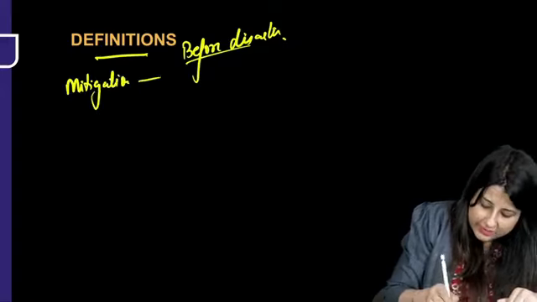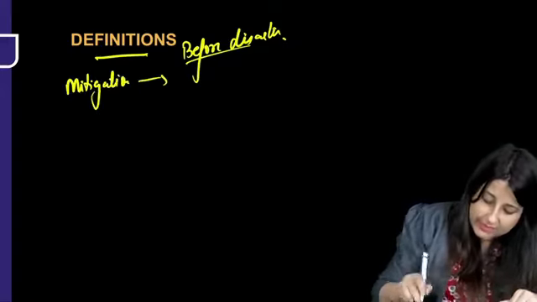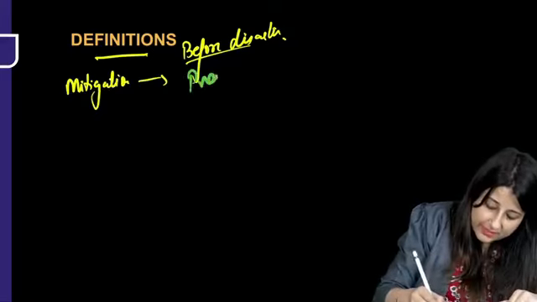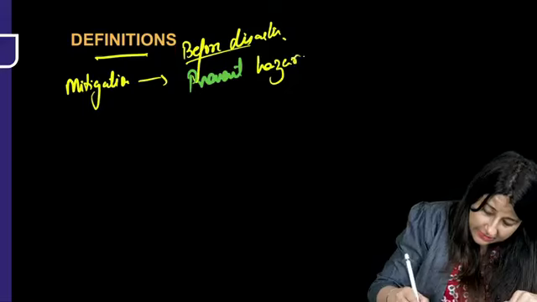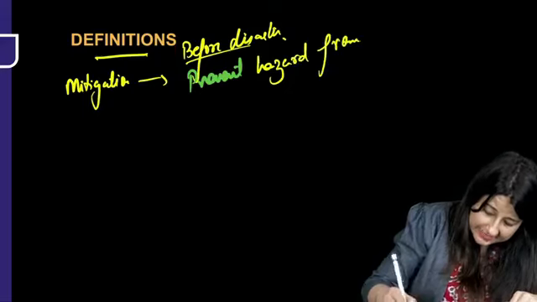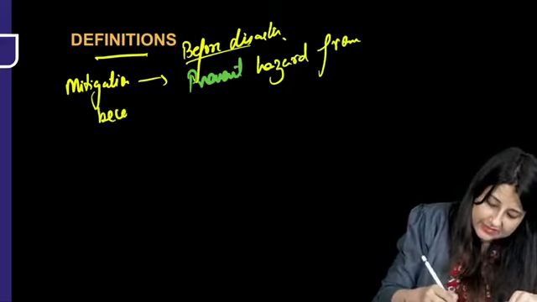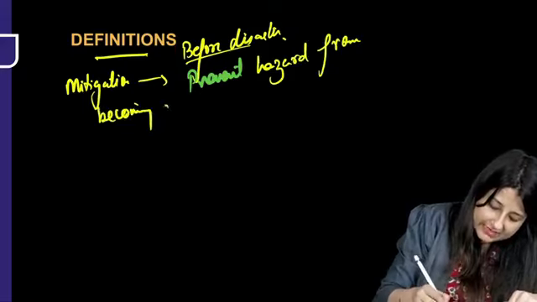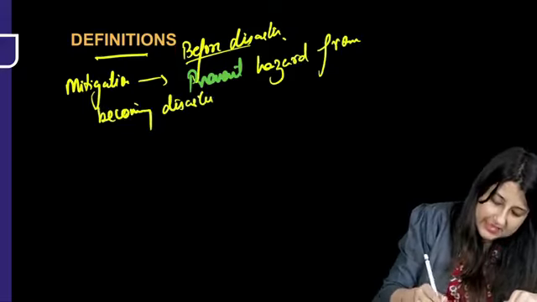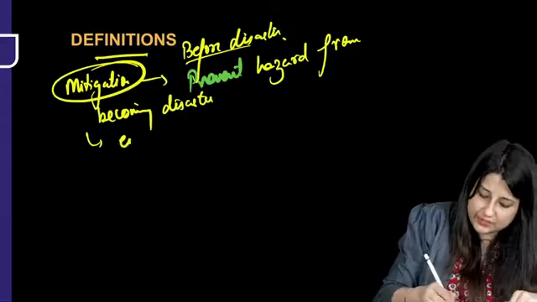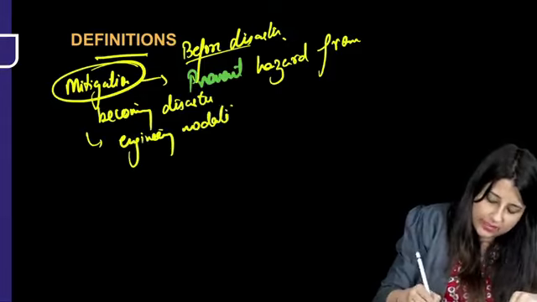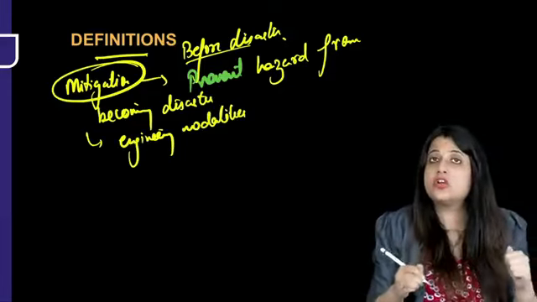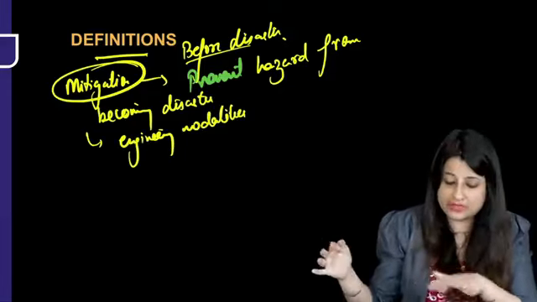What is mitigation? Mitigation simply means prevent a hazard from becoming a disaster. You have to prevent a hazard from becoming a disaster. That is mitigation. In this, we mostly use engineering modalities. We're not talking about the health sector here. We're talking about engineering here.